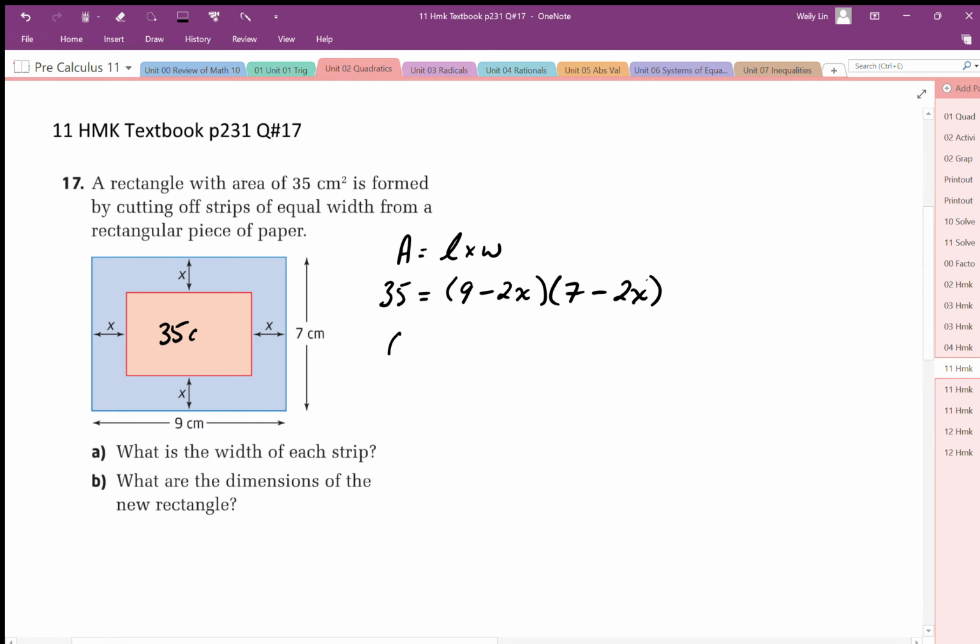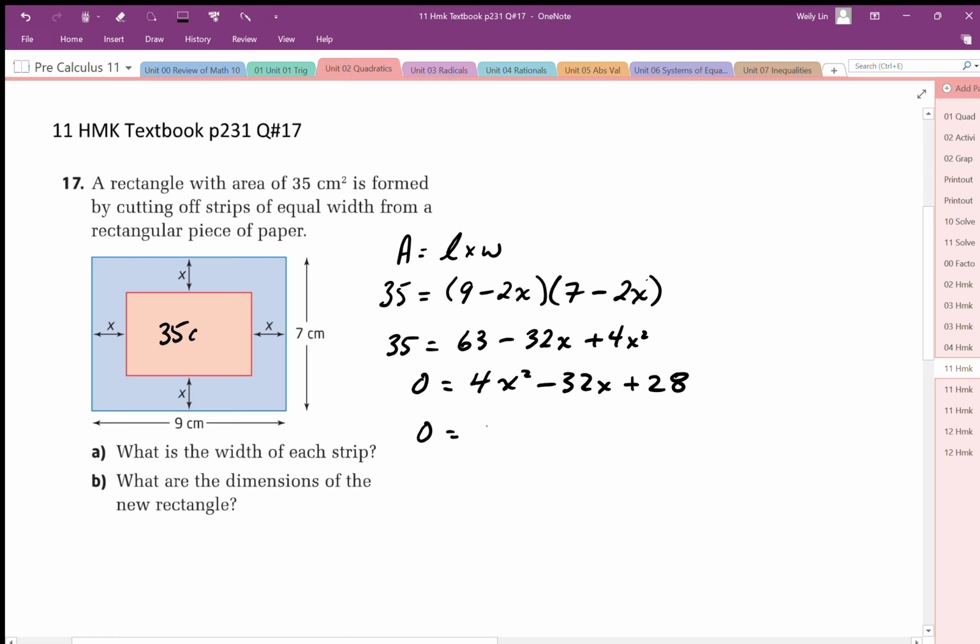So to do that, I'm going to expand the right hand side of this equation. So I get 63, negative 18x, negative 14x, so that's going to be negative 32x plus 4x squared, and then make this equal to 0, minus 32x, and then 63 minus 35, that's going to give us positive 28.